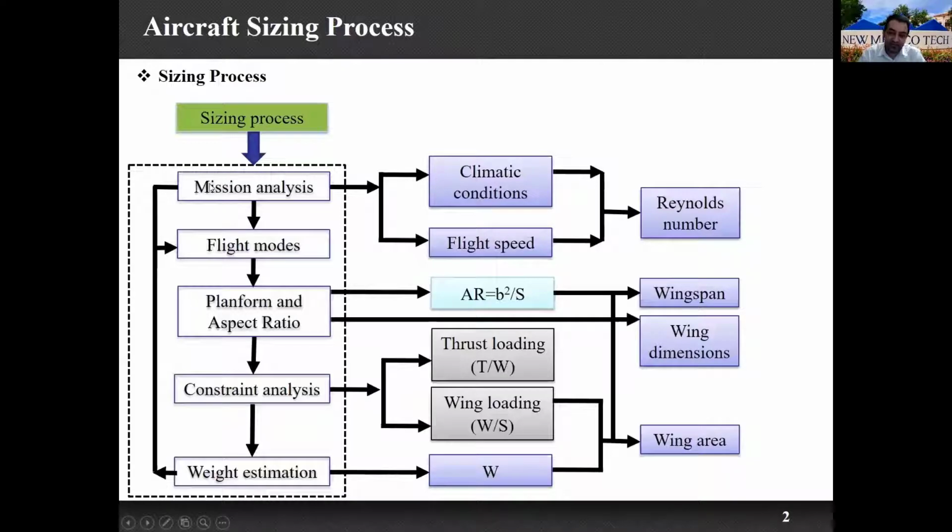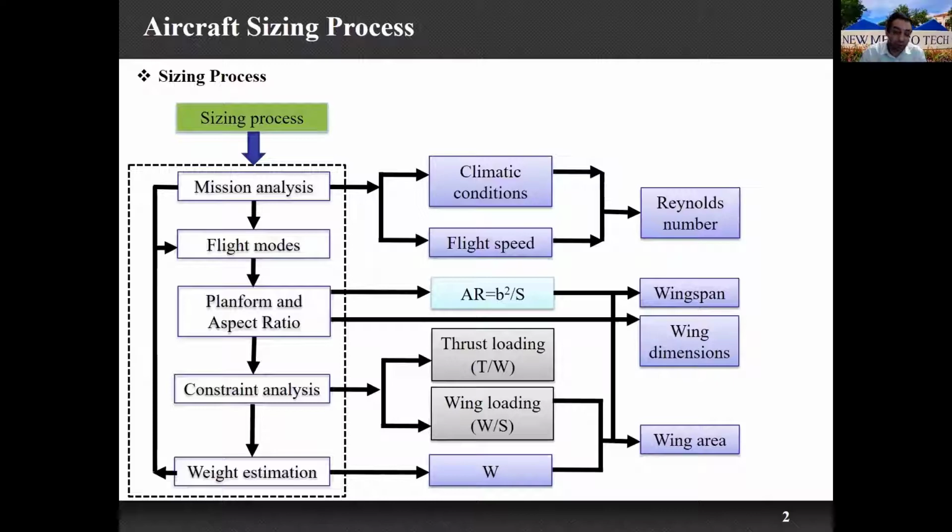So the first step that we need to do is mission analysis. We need to know why we are designing our drone or aircraft, what the mission is supposed to do, what its flight range should be, what the flight time should be, what the limitations on weight or size are, what our flight pattern is, and what the flight routes are.